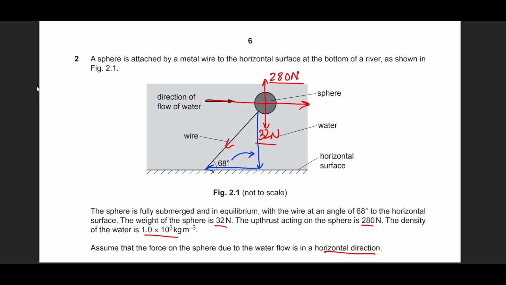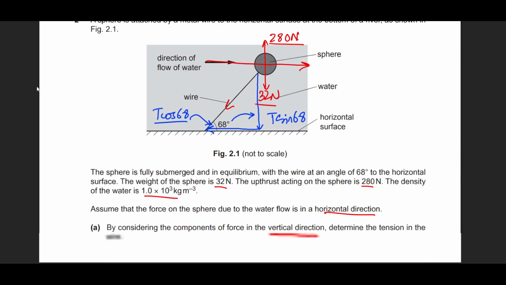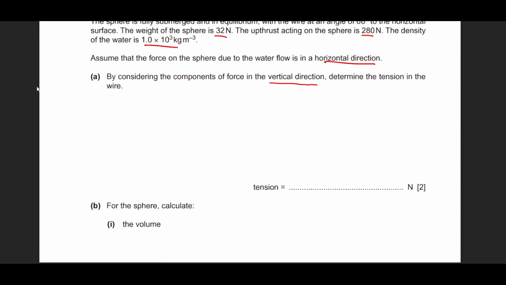So the component in front of the angle is generally T sine of 68, and the one in the horizontal direction will be T cos of 68. We have this shortcut from the vector components video that I've already explained. So let's find out what's happening vertically.